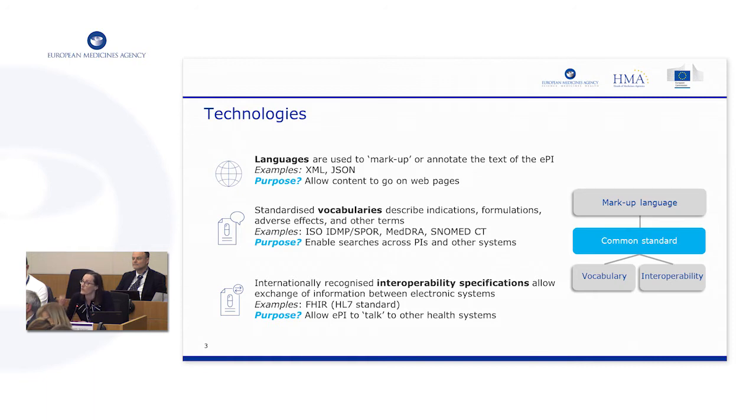And a third technological aspect of the common standard is the use of interoperability specifications. These are specifications about how the data in the PI should be organized in order to allow the EPI to interact with other systems. The purpose of including interoperability specifications in the common standard is so that the EPI can talk to other health systems, and we have heard already this morning and from colleagues in the Commission how this could be useful.